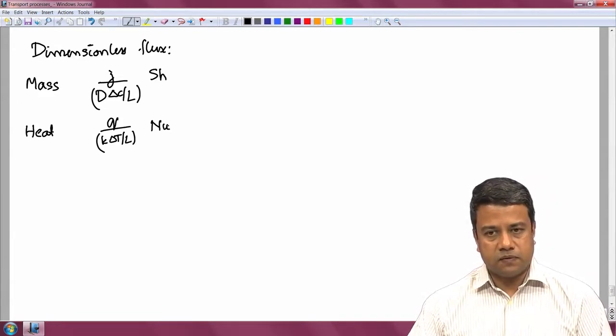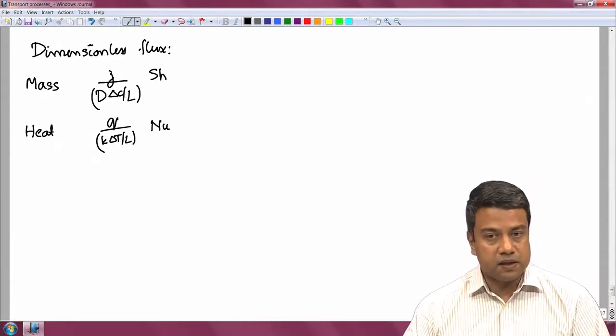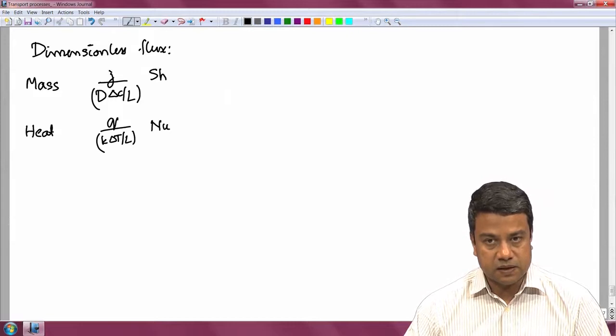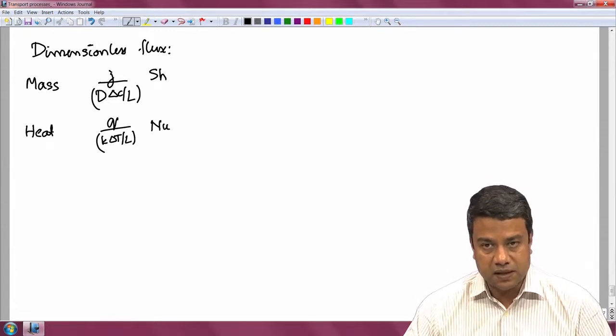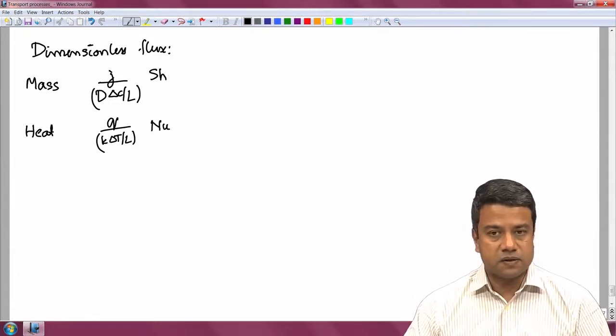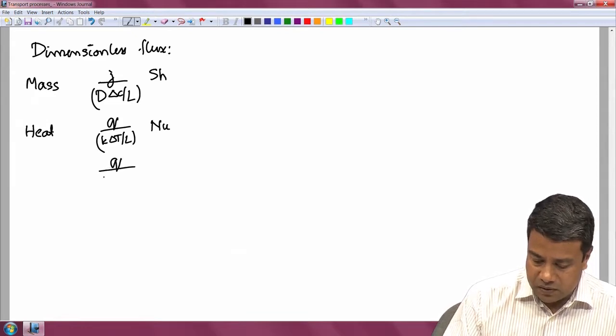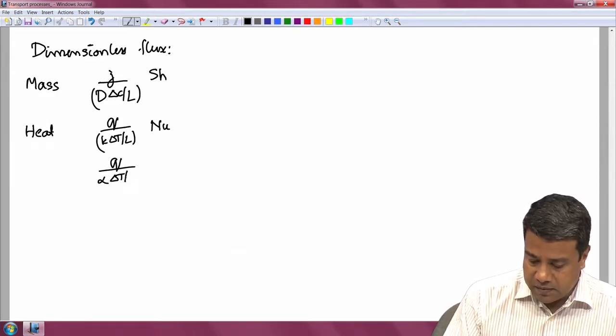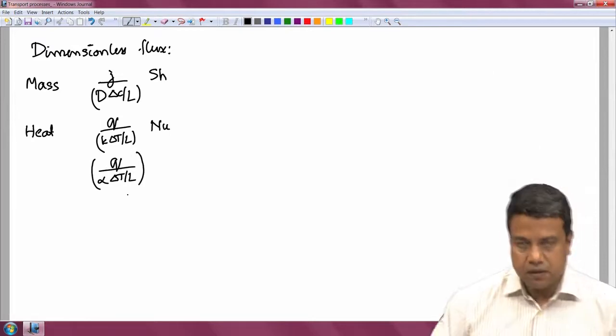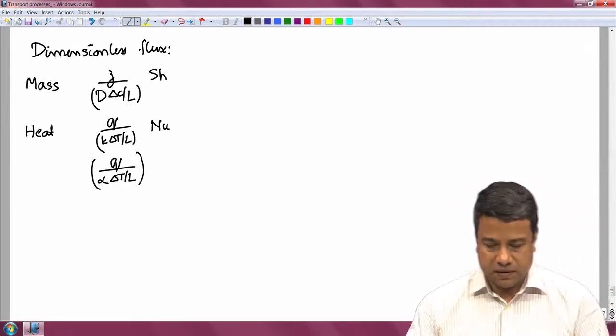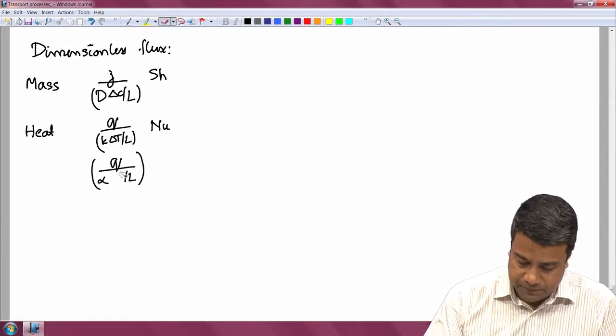Because from Fourier's law of heat conduction, q by k delta T by L has to have the same dimension. It has to be dimensionless. I could also express it in terms of the energy density and the thermal diffusion coefficient. You can easily verify that this can also be written as q by alpha delta E by L, for heat transfer.